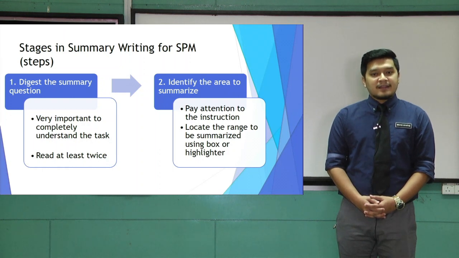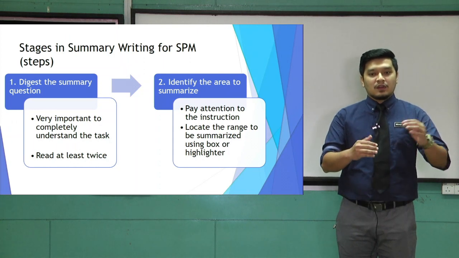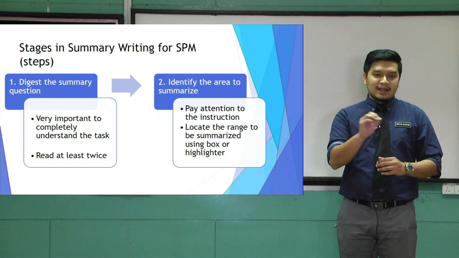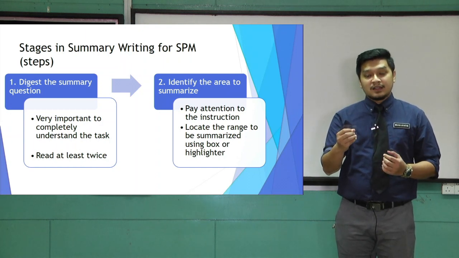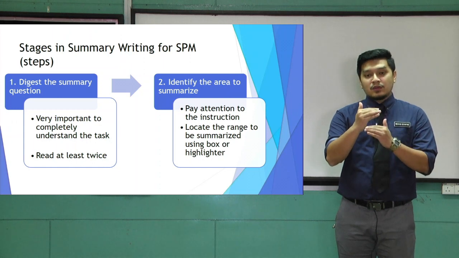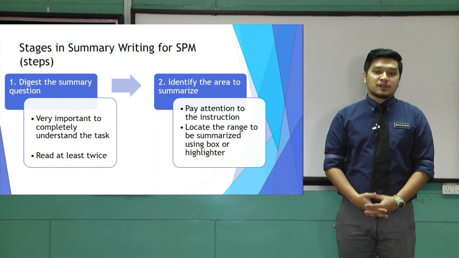Step number two is to identify the area to summarize. This is also stated in the question. So, we have to pay attention to the instruction. After reading the instruction, you have to locate the range to be summarized and then make a box or use your highlighter to highlight from line 19 to line 43, for example. So you will know that is the area that you want to focus on when writing the summary.